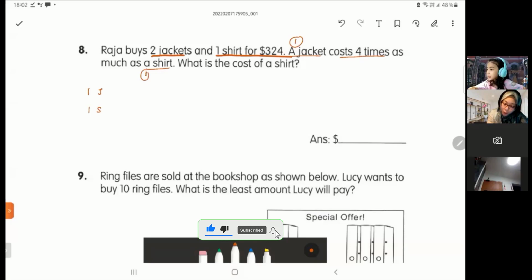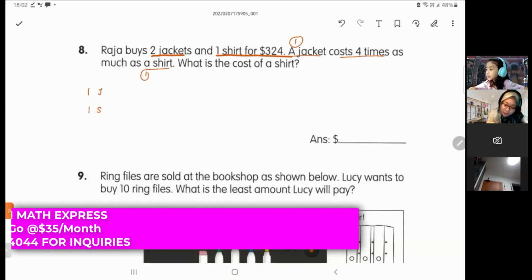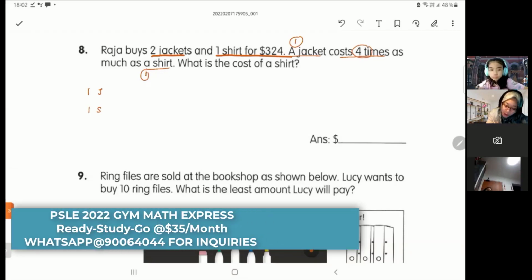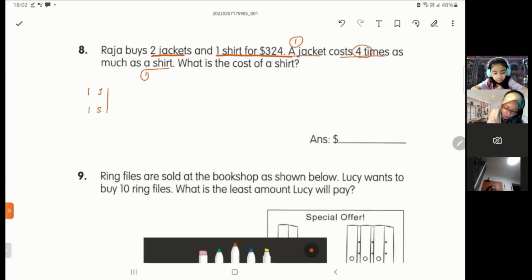So you know that the jacket is four times the shirt. If I want to draw my model, the jacket is four times longer than the one shirt, like this. But I did not buy only one jacket. I bought two jackets, so one more jacket will be on top. I'm going to stack it upwards. Can you see I draw it on top here?